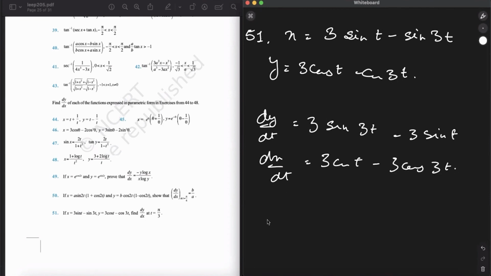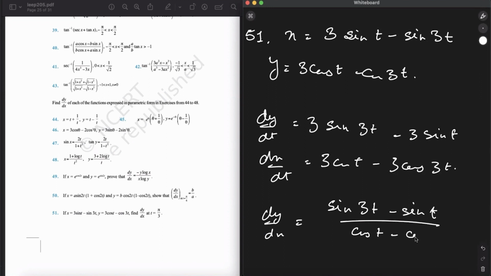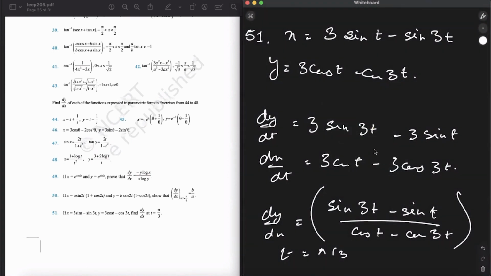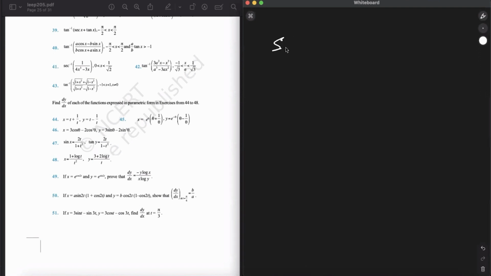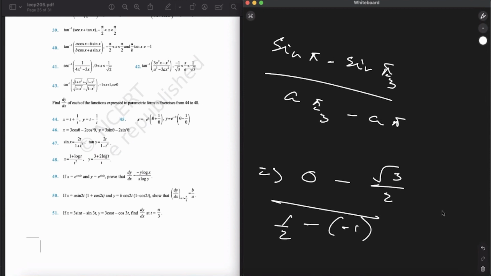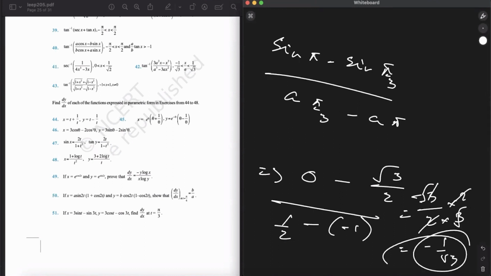Dividing both of these, dy by dx will be (sin 3t minus sin t) whole divided by (cos t minus cos 3t). Putting t equal to pi by 3: sin pi minus sin pi by 3, and cos pi by 3 minus cos pi. Here we get 0 minus root 3 by 2, and 1 upon 2 minus minus 1, that is half plus 1, which is 3 by 2. So the answer is minus 1 upon root 3.